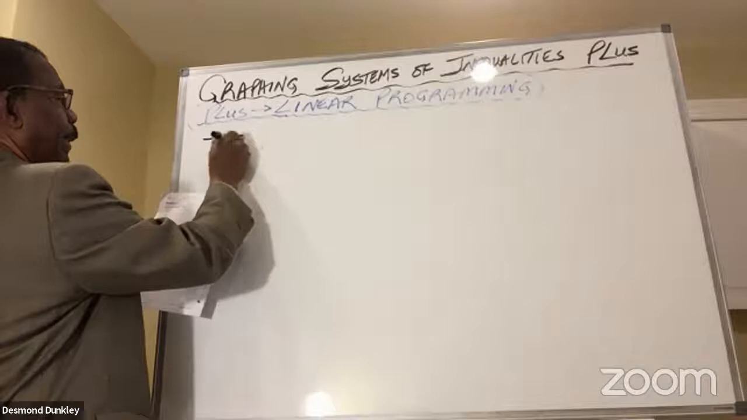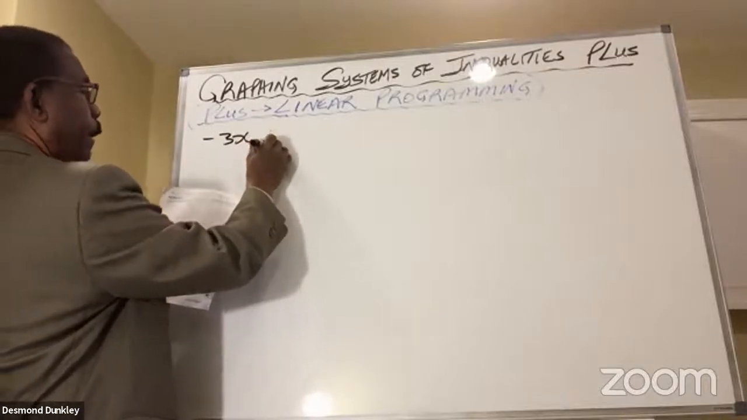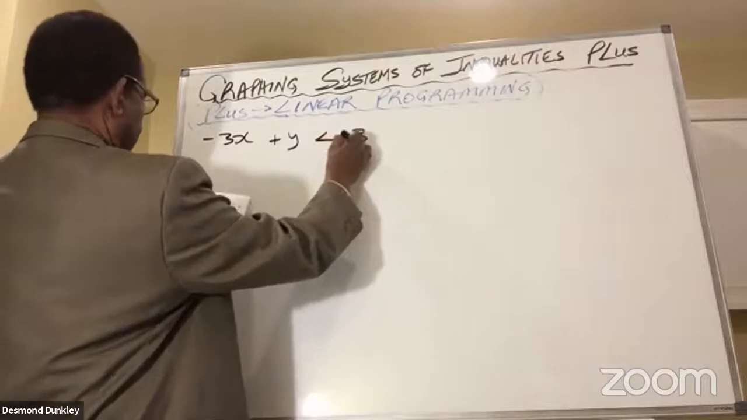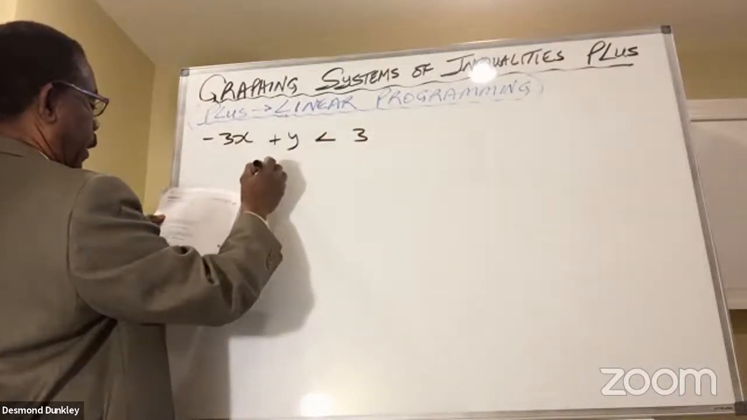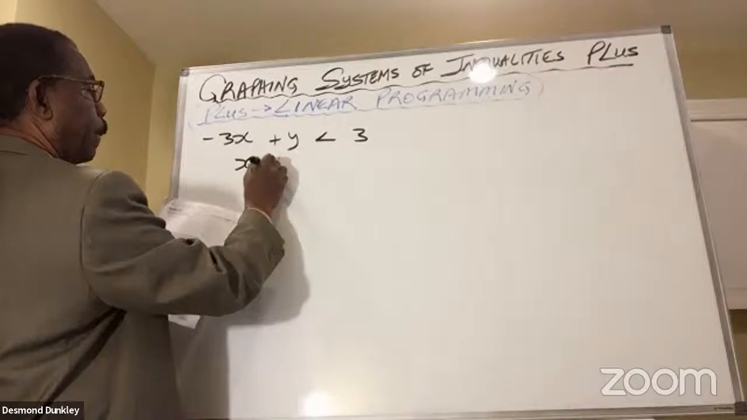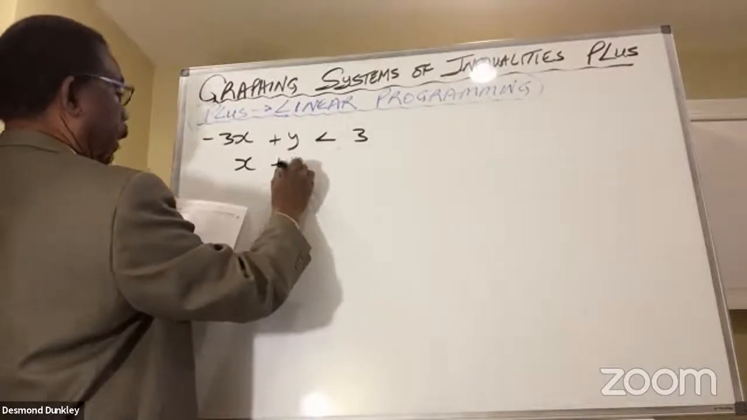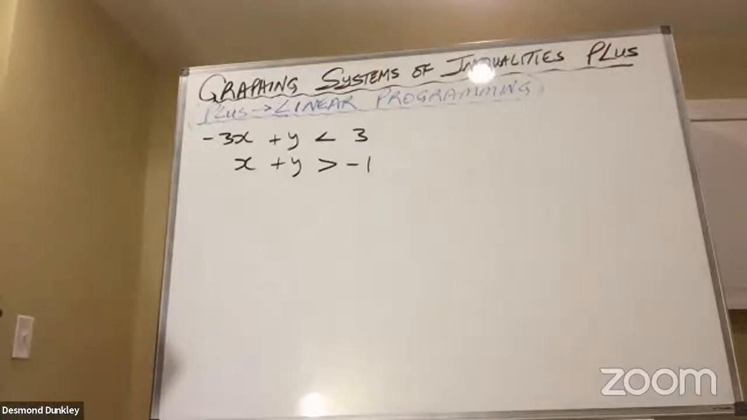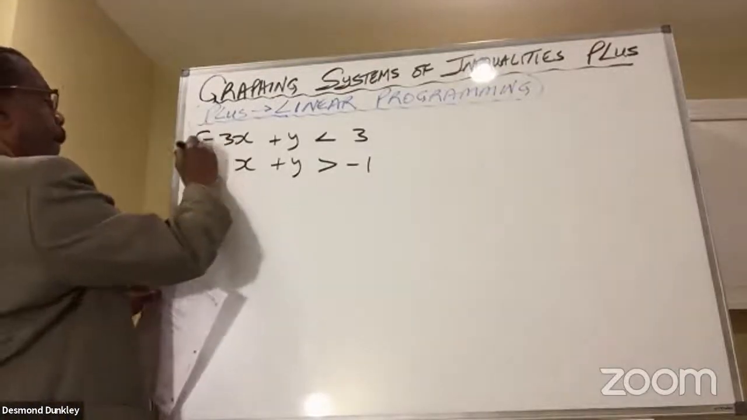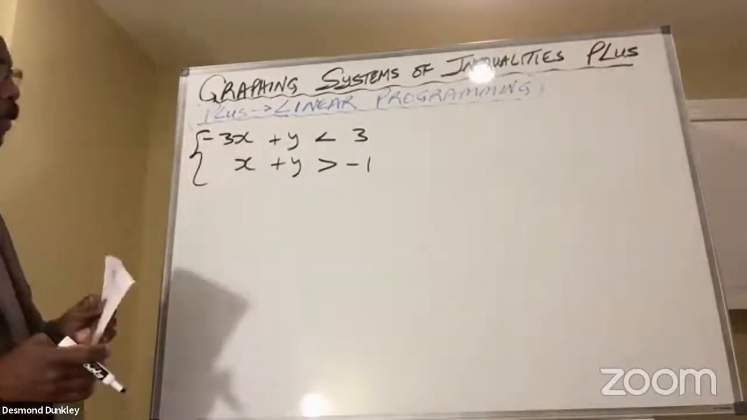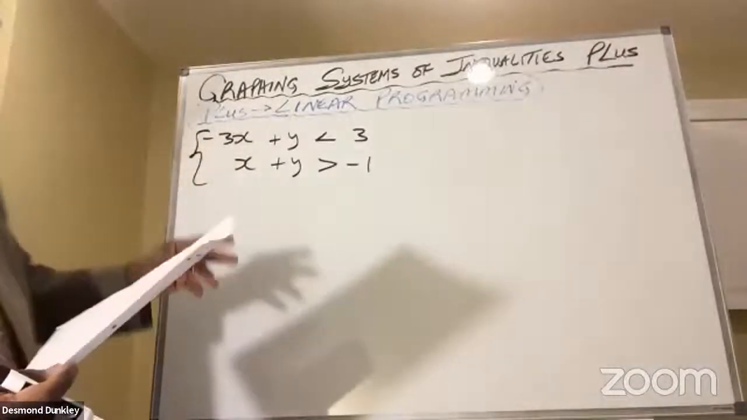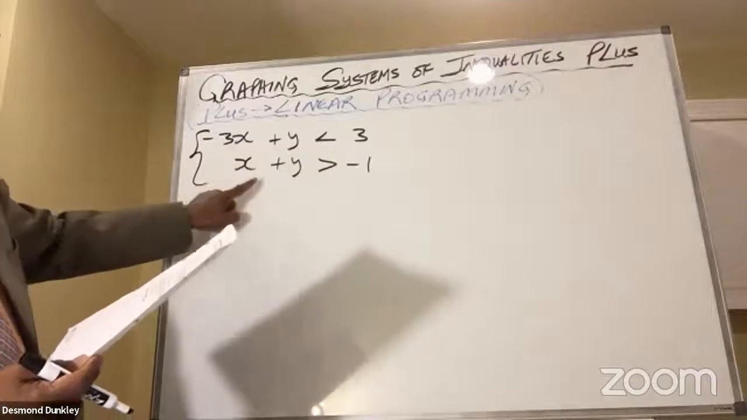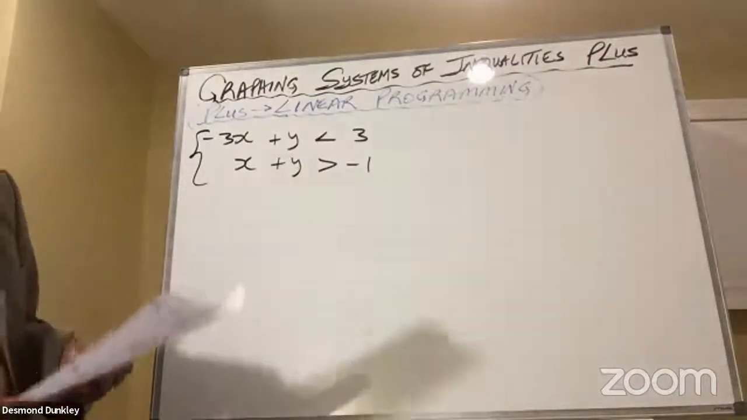Negative 3x plus y is less than 3, and x plus y is greater than negative 1. So negative 3x plus y is less than 3, and x plus y is greater than negative 1.